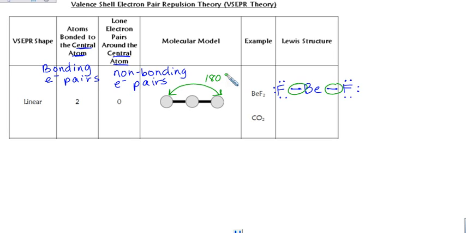Another good example, carbon dioxide. Carbon has 4 valence electrons. We hook on the oxygen. We try to line up the singles. Oxygen has 2 singles and 2 pairs.